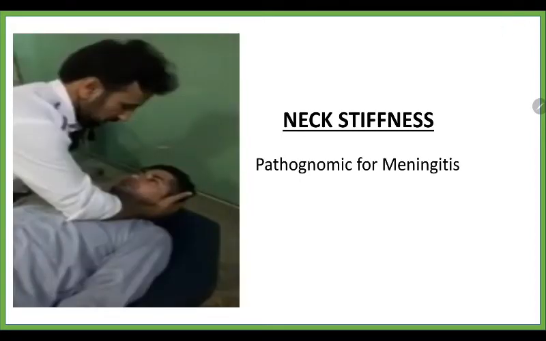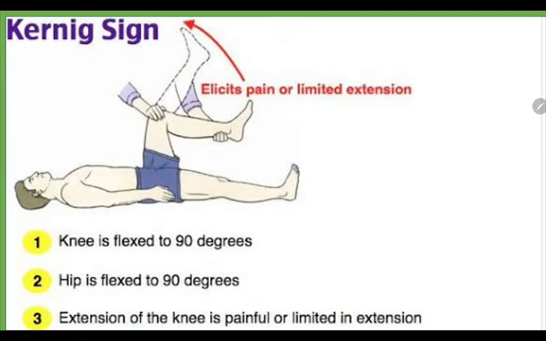On clinical examination, neck stiffness. Here the physician is trying to flex the neck, but the patient's neck is still straight. So there is neck stiffness, pathognomonic for meningitis. Coming to the next sign, Kernig sign. K for K, remember K for knee. Here first we need to flex the knee to 90 degrees and then flex the hip to 90 degrees. After that, when we try to extend, the person will show pain or there will be limited extension. That is called Kernig sign.